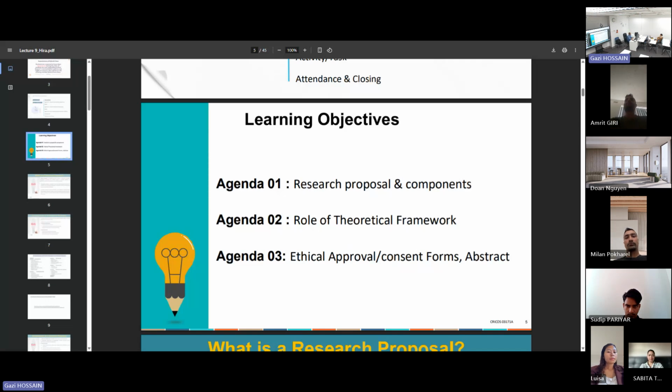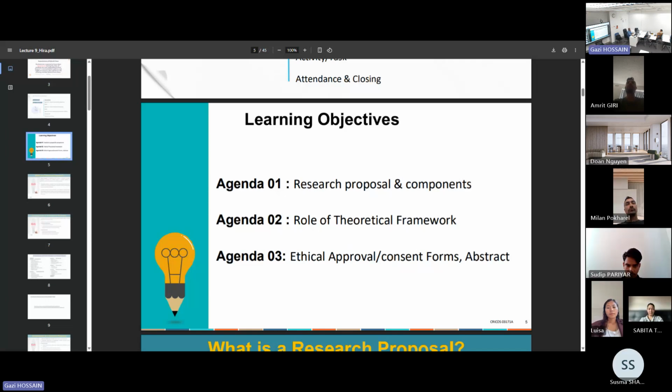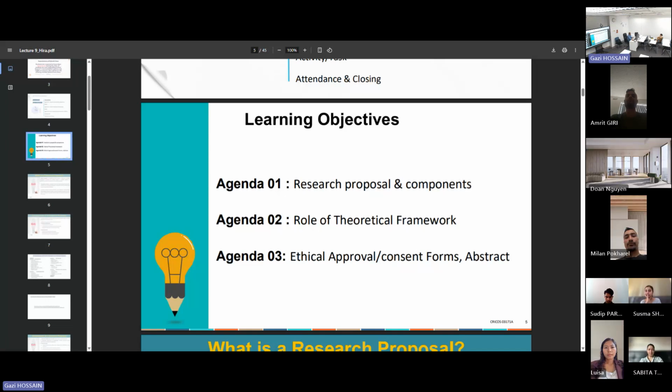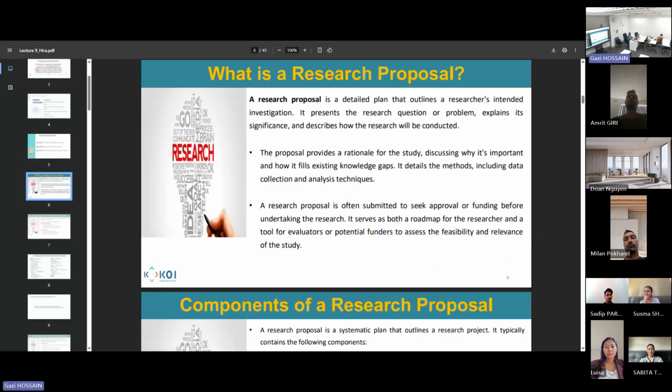And while we are collecting the data, analyzing the collected data, and writing the thesis and reporting, we also need to follow ethics, which is called ethical principles. So we'll be trying to learn all this in today's class.